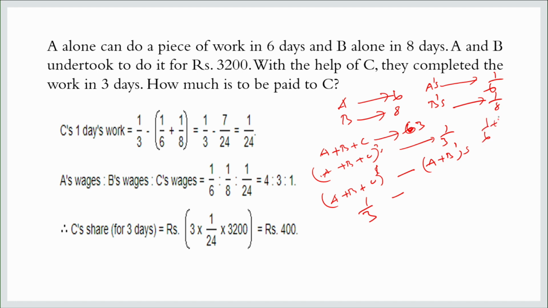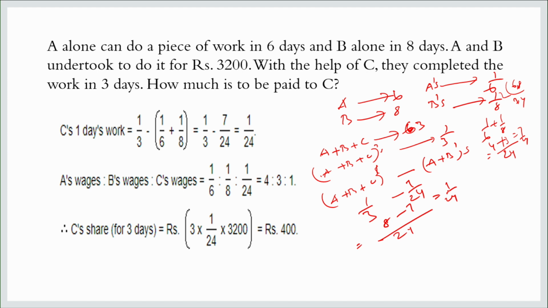1 by 6 plus 1 by 8 is how much? The LCM of 6 and 8 is 24: 3 fours are 12, 4 sixes are 24. So it is 4 plus 3, which is 7 by 24. The LCM is 24, 8 minus 7, so C's work is 1 by 24, correct.